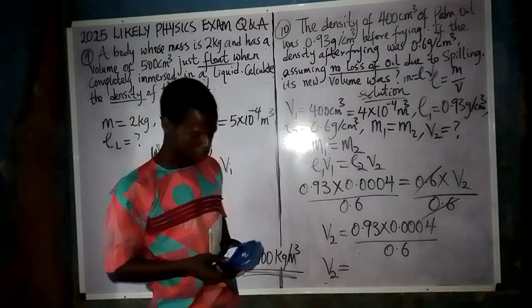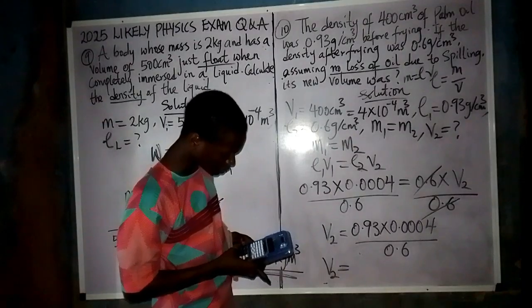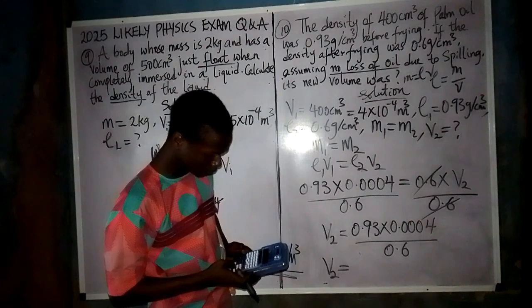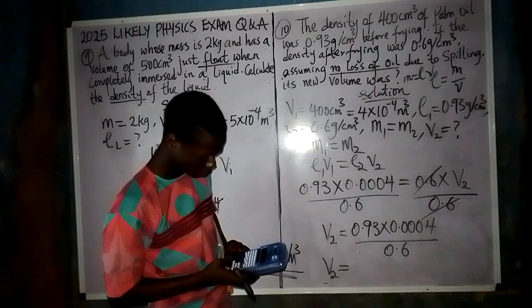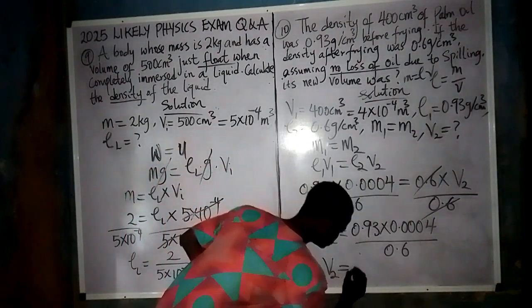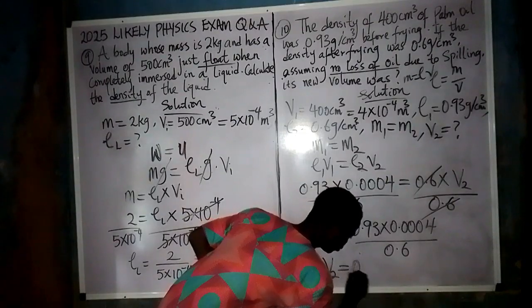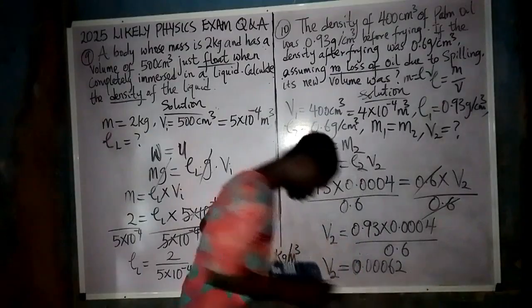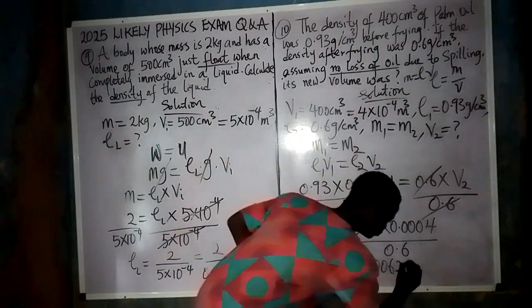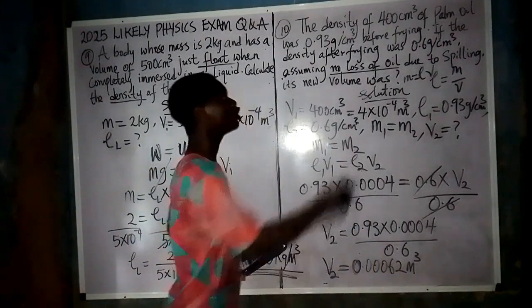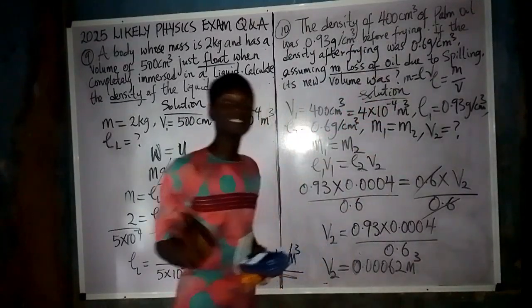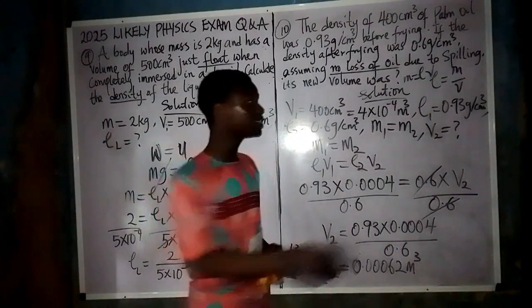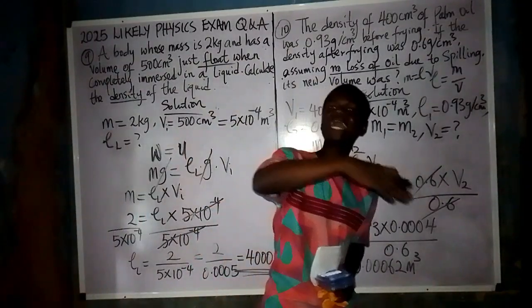Most cases. So let's do this: times 0.93 times 0.0004, divided by 0.6. This is what I have: 0.000 then 62. Now this is in what? Meter cube. Because the volume was given in cm cube, there would have been no need for me to convert this cm cube to meter cube. Why? This is a what? Comparative case. Before frying, after frying.